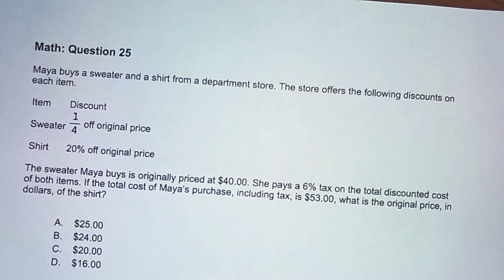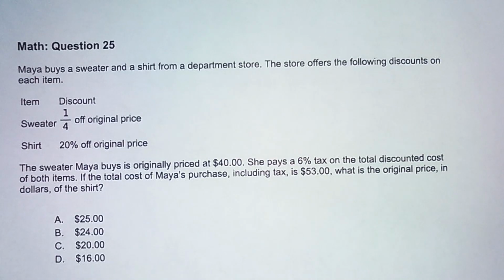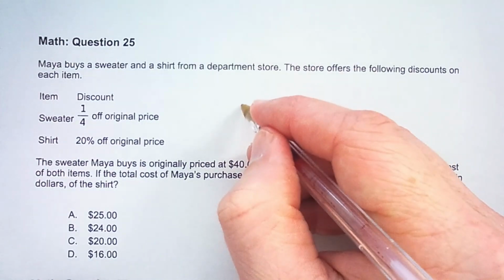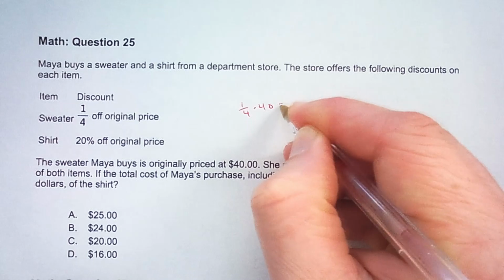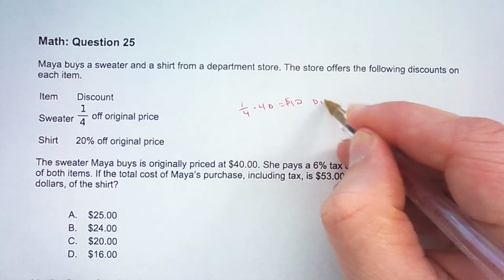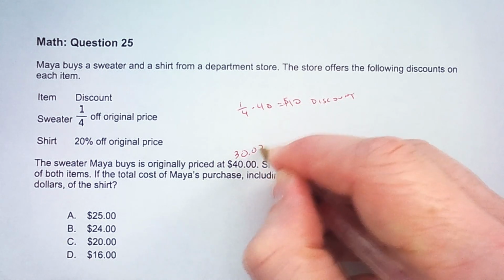So number 25, Maya buys a sweater and a shirt from a department store. The store offers the following discounts on each item. For a sweater, it's 1/4 off the original price, and for a shirt, it is 20% off the original price. The sweater Maya buys is originally priced at $40. Okay, so there's a discount on that. So 1/4 times 40 is 10. So there's a $10 discount, which means Maya really paid $30 for the sweater.